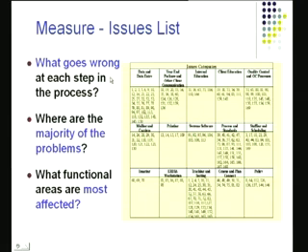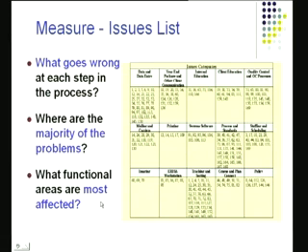Measurement system would really look for what goes wrong at each step of the process. This is very important. But these are some of the things that you might have logbooks to look into, for you to be able to look into what are the majority of the problems. This could be done by Pareto analysis, what functional areas are most affected?